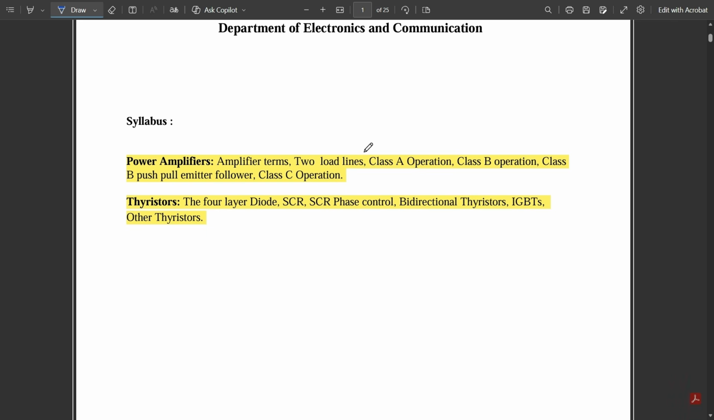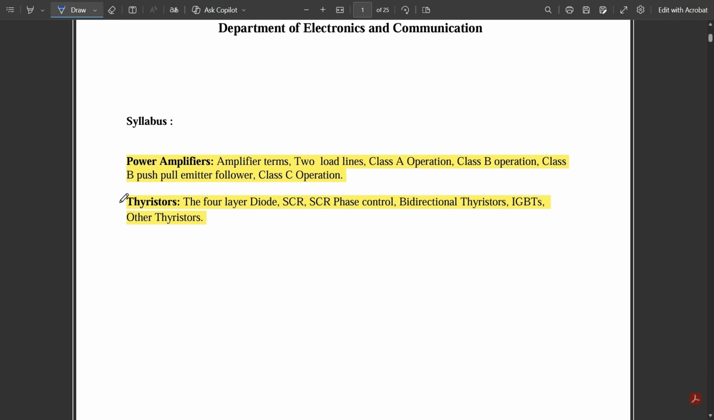In that we have subclasses, which are divided into class A and class B. In class B only we have the concept of the class B push-pull emitter follower amplifier, then class C. Additional to that, there is one more class that is not mentioned in this syllabus, that is class AP power amplifier. That is also very important, but since that's not mentioned in the syllabus, we won't be covering that.